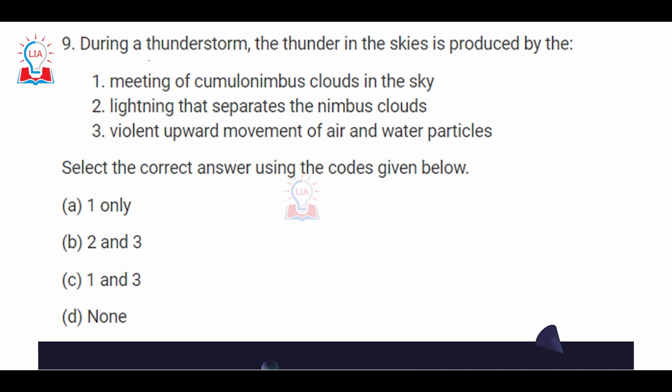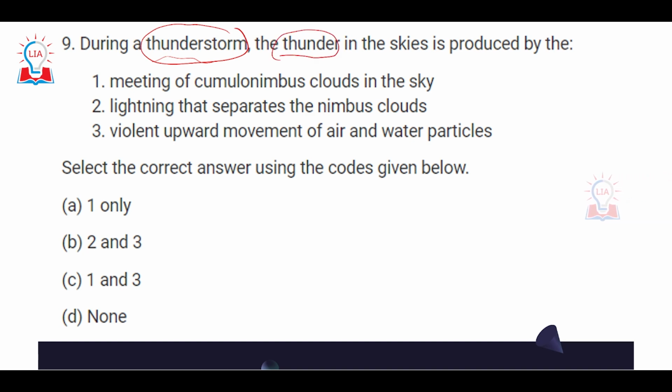Next question is related to the climatological phenomenon, that is thunderstorm, and specifically the question is asking that during a thunderstorm, the thunder in the sky is produced by which of the following given options. First is meeting of cumulonimbus clouds in the sky. Second is lightning that separates the nimbus cloud. Third is violent upward movement of air and water particles. Specifically, it is not asking about the development of thunderstorm. It is asking why thunder is produced in the thunderstorm.